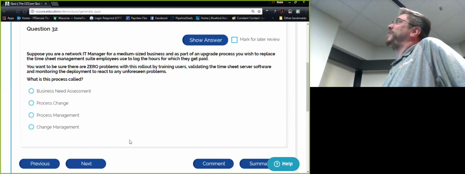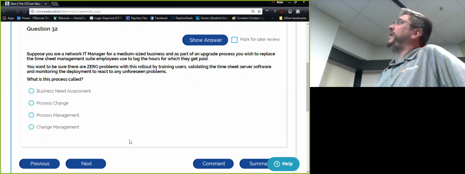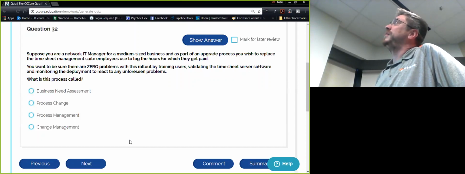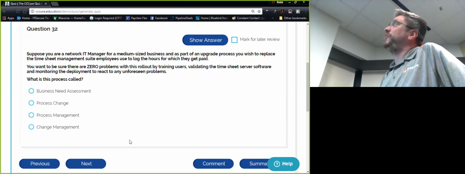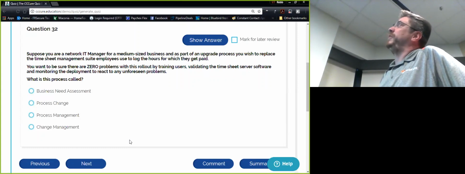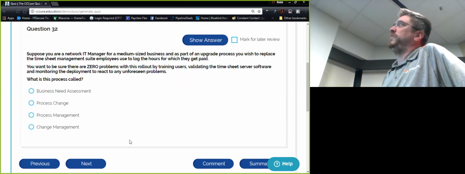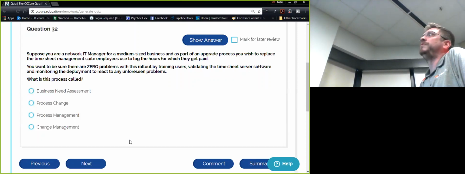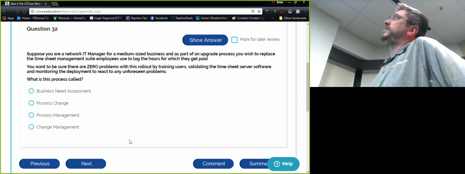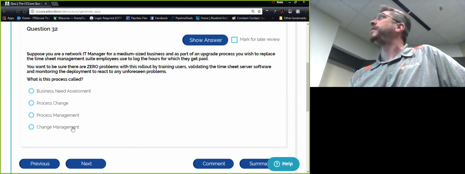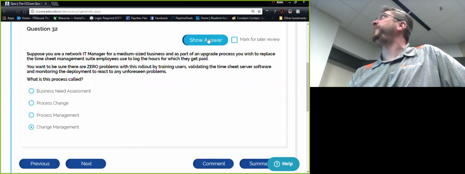Suppose you are a network IT manager for a medium-sized business and as part of an upgrade process, you wish to replace the timesheet management suite employees use to log their hours. You want to be sure there are 0 problems with this rollout by training users, validating the timesheet server software, and monitoring the deployment to react to any unforeseen problems. What is this process called? Business need assessment? No, that would be before you actually bought anything. Process change? No. Process management? Oh, change management. B's for dog. All right. Change management. Whew.